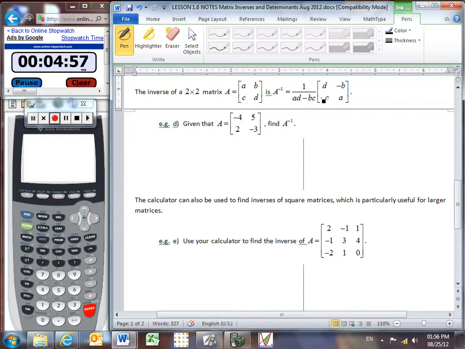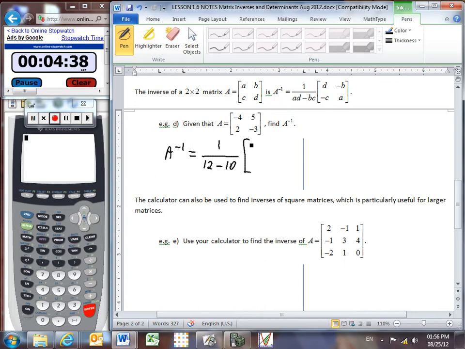Let's practice this in example D. I've given you matrix A, this 2 by 2 matrix. We need to find A inverse. So we know that A inverse is going to equal 1 over the determinant, negative 4 times negative 3, minus 5 times 2.